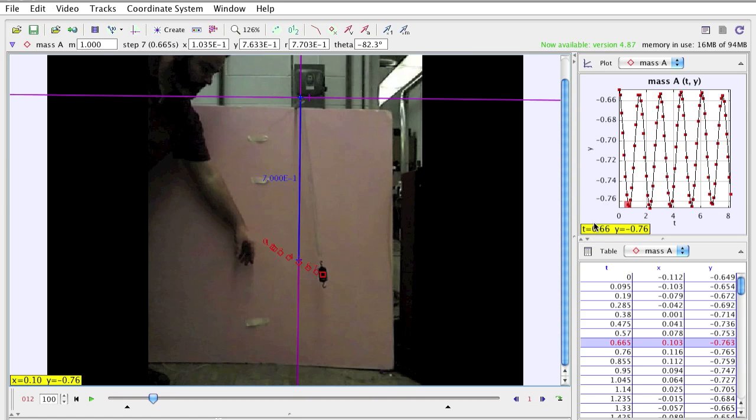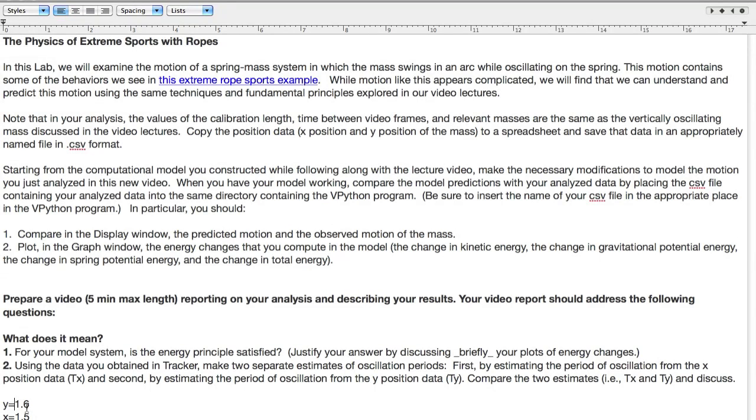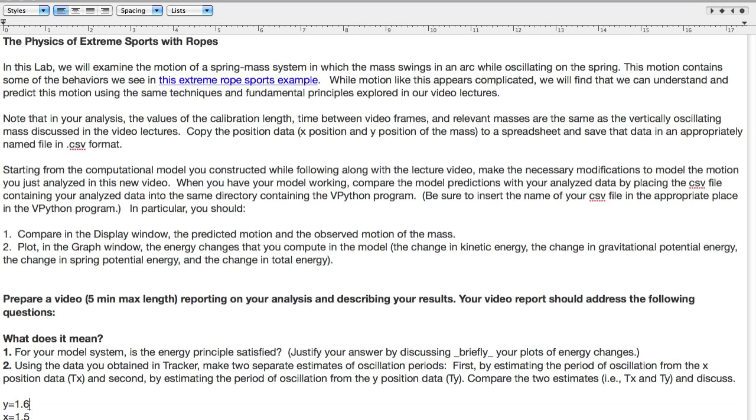In Tracker, we can select each trough or peak, note the time, and subtract the initial time from the final time. These are the results of my analysis. The Y oscillation period is approximately 1.6 seconds, where the X oscillation period is only 1.5 seconds. I would say this is because the drag on the mass by gravity increases the oscillation period of the Y-axis.